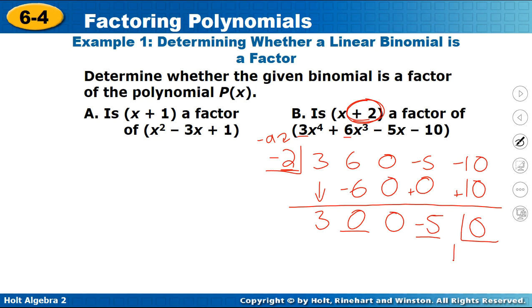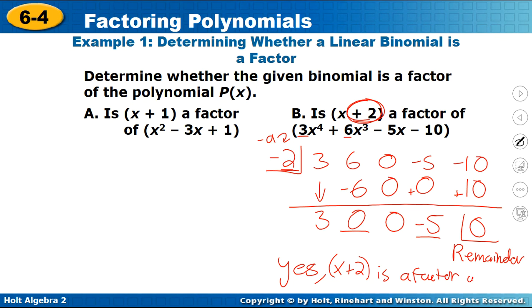So I'm done. Notice what my remainder is here. My remainder is 0. So that means yes is our answer here. X plus 2 is a factor. And not only that, but that means that -2, which is the a value, is a 0, aka a root, aka a solution, whatever you call those things these days, okay?